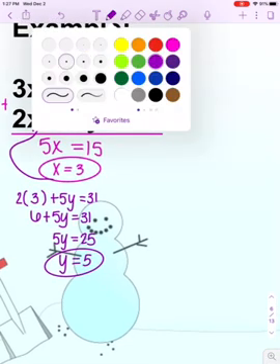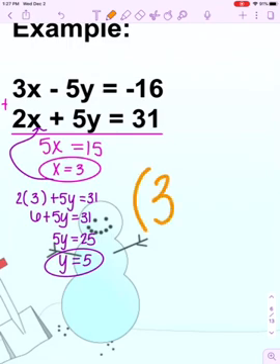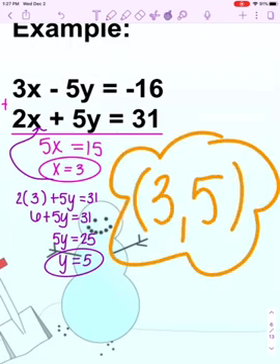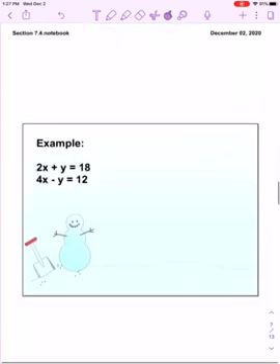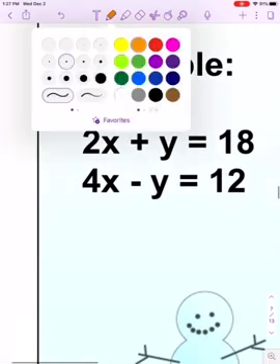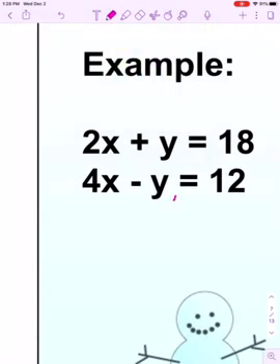Now, we know x and we know y, so our point is (3, 5), and that is where the two lines intersect. You can always check it in Desmos. All right, let's try another one.